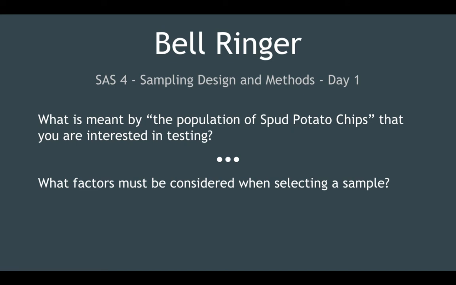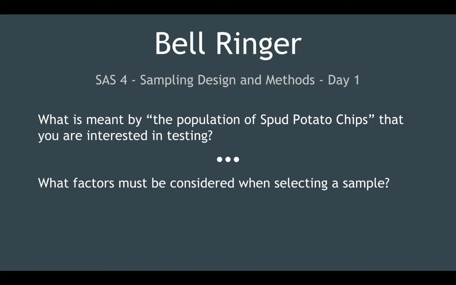So that means all potato chips that have ever been made, that are being made, and that will ever be made. So it's really hard to describe the population of spud potato chips, because they've been making potato chips for X number of years, and we don't know how many more years they're going to continue making potato chips. So determining the population of spud potato chips is a difficult concept. So this is why we take samples of a population.